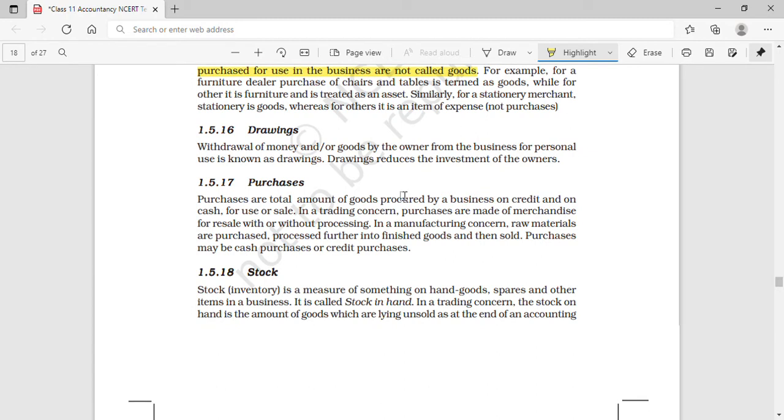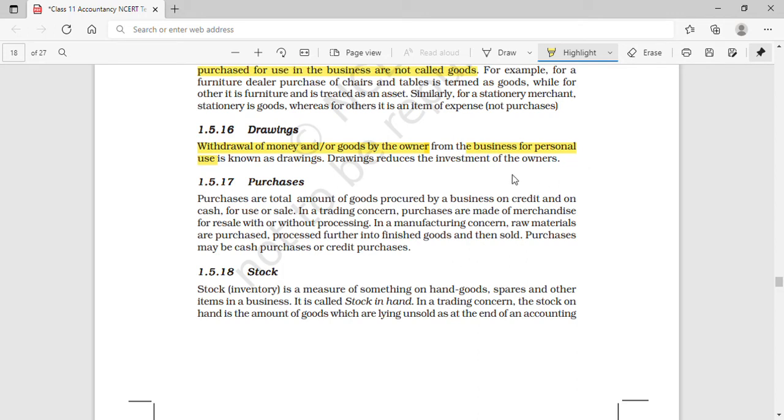Next is drawings. Drawings are what? They're withdrawal of money or goods by the owner. That's called drawings. Whenever the owner withdraws money from a business for personal use, it is called your drawings. It reduces the investment of owners.